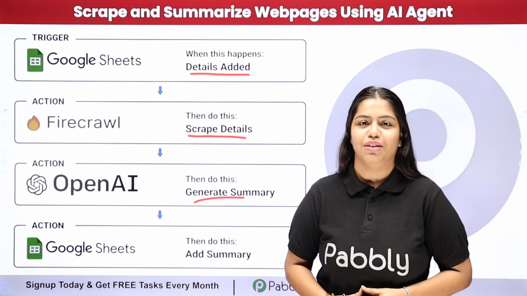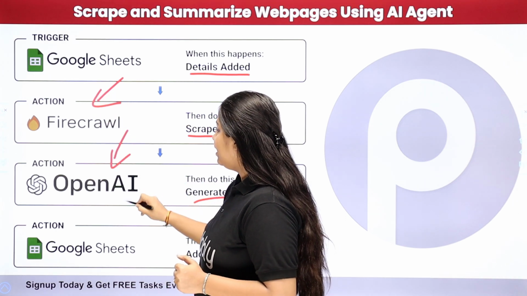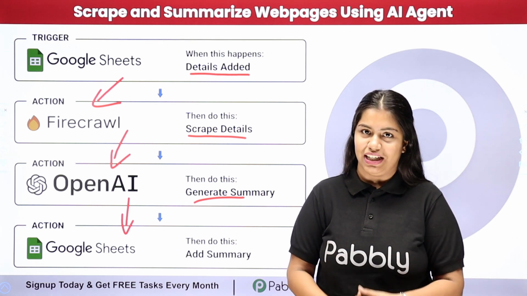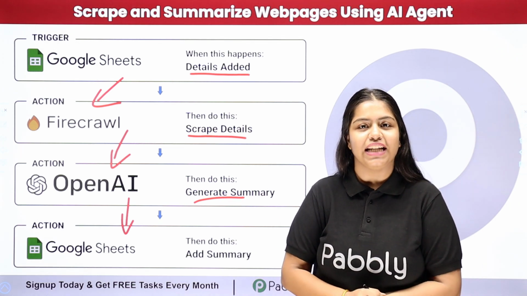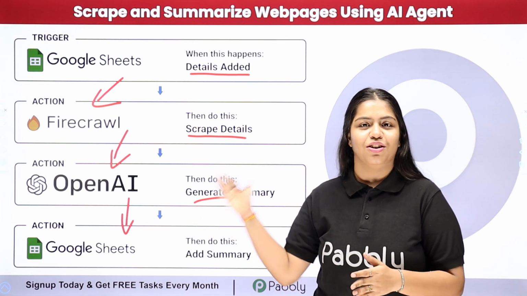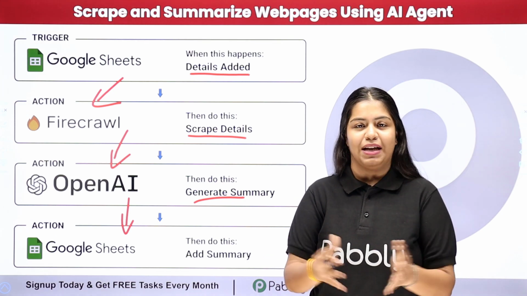So to do this, we are going to create a connection between Google Sheets, Firecrawl, OpenAI and Google Sheets. And to create this connection without knowing any programming or coding language, we are going to use Pabbly Connect. It is an amazing automation software. So if you also want to create this automation for your own business, then you have to come with me towards my screen.